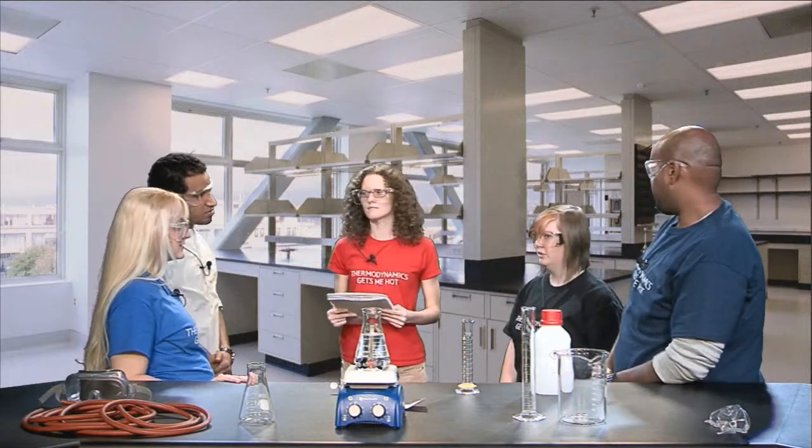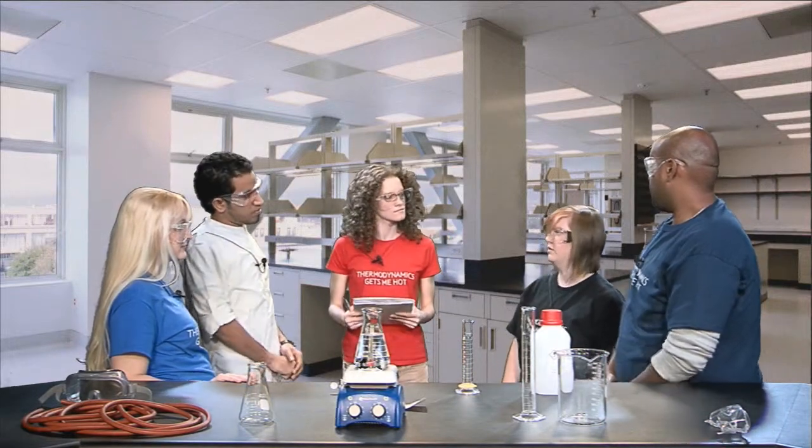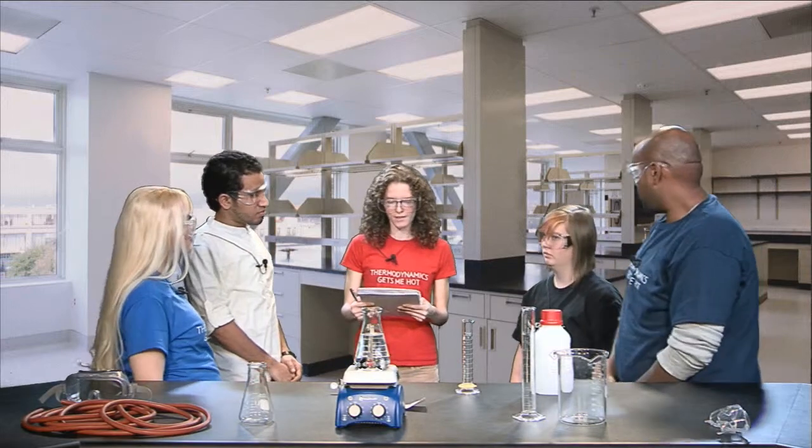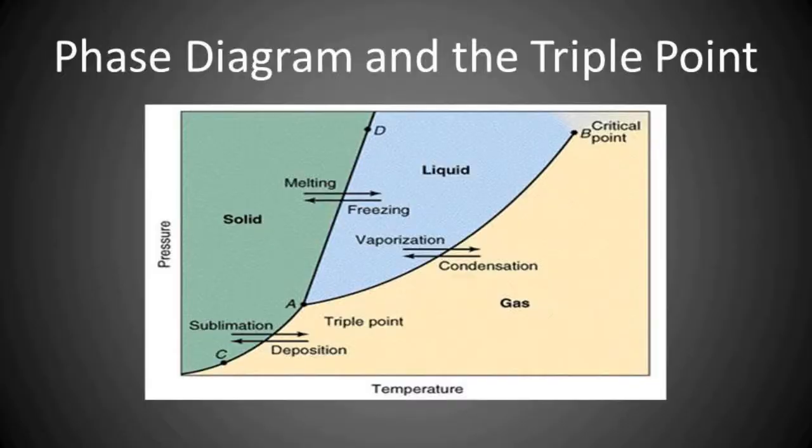The triple point is the temperature and pressure at which all three phases of a substance coexist in equilibrium. Here, take a look at this pressure-temperature graph. The triple point can be identified as the intersection of the sublimation curve, the melting curve, and the vaporization curve.